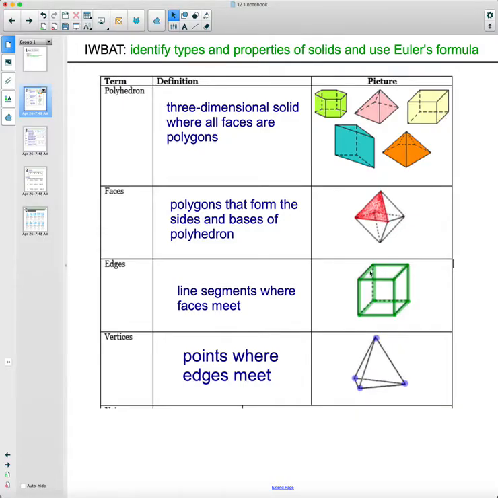The edges are just where two faces meet, so the edges are like line segments. Just this chunk right here, and there's a bunch in the back too. This would be an edge on this one, or an edge here. And then the vertices are where the edges meet. So these are points. They're like the prickly parts, the corners of each of them. So the vertices are those little points or those little angles.